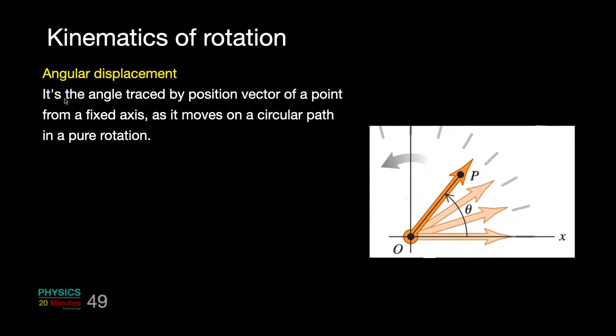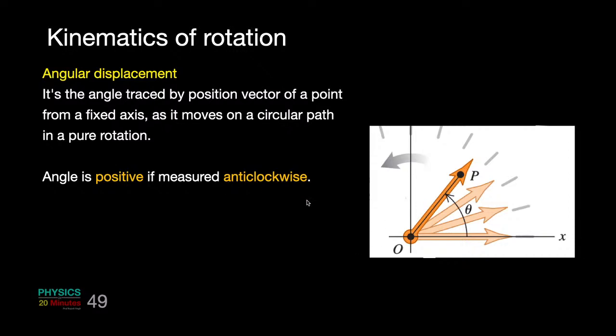So it's the angle traced by the position vector of a point from a fixed axis as it moves on a circular path in pure rotation. This is a circular path on which the particle is going. This is the position vector and it makes an angle theta. Now we have some nomenclature, or some traditional way of handling its direction. Angle is positive if it is measured anti-clockwise. Remember, this is the tradition we will carry all along. It can be one of the two, either positive or negative. We have selected positive anti-clockwise.